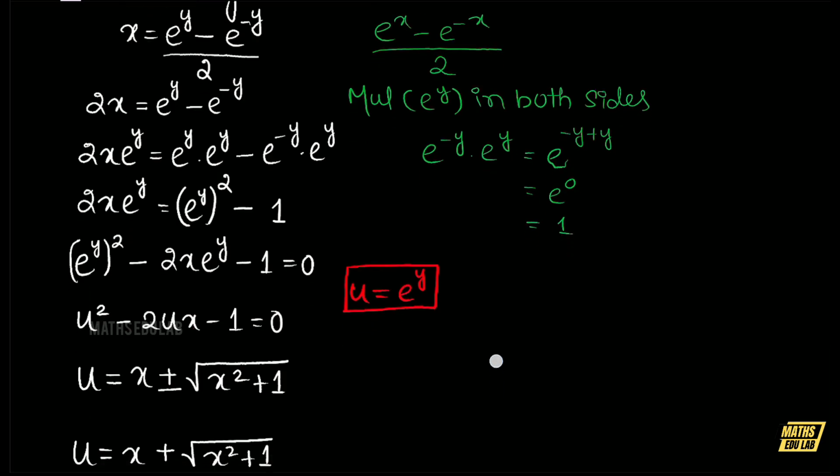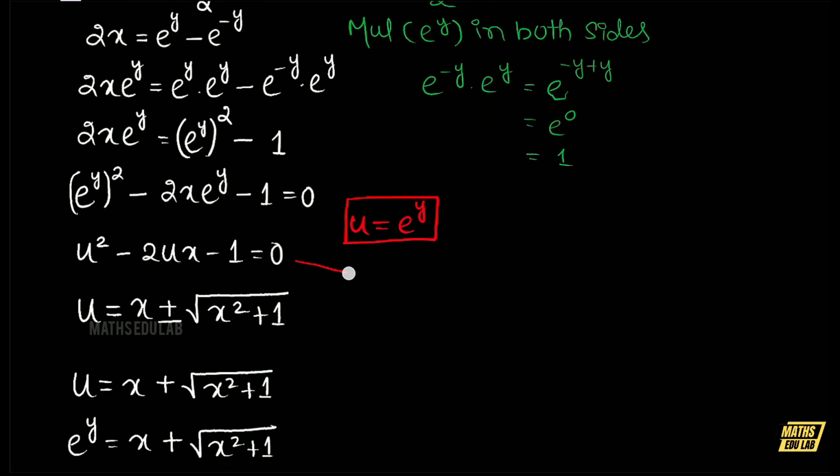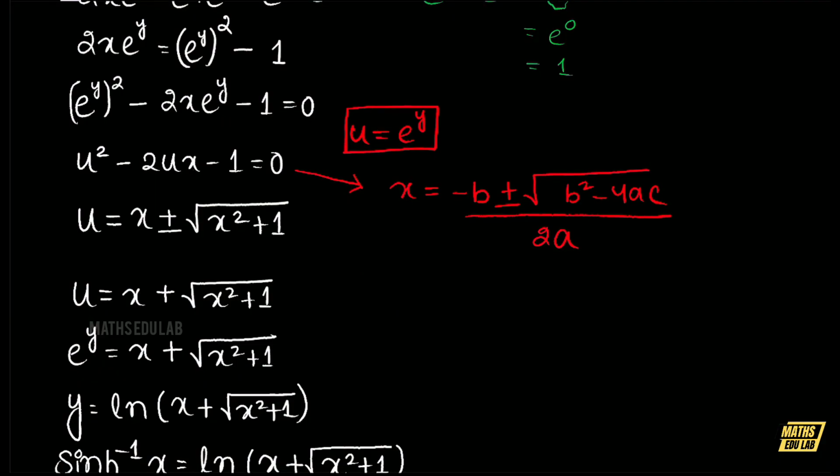After this step, we use the quadratic formula. That means x is equal to minus b plus or minus root over b square minus 4ac upon 2a. By using this, we can get the value. So next we will substitute the values. This is our a value, the b value is minus 2x, and the c value will be minus 1.